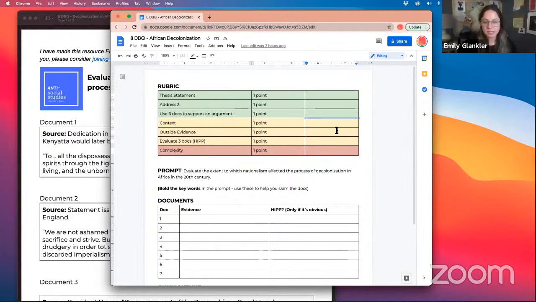You don't have to know any outside information. You don't have to really know anything else. You can just use the 7 documents they give you, craft an answer, and make a thesis statement. And that gets you almost half the points. That gets you 3 already, right?